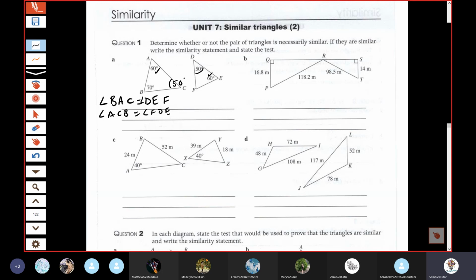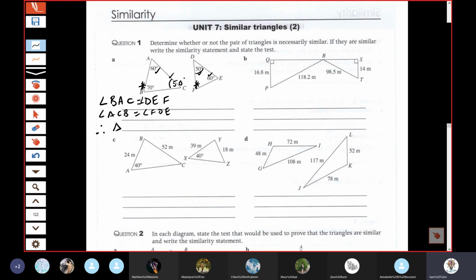In fact, you only ever need to solve two angles. Because if two angles are the same in a triangle, what must happen to the third angle automatically? It's also the same. So we technically don't ever need to find a third one, and you don't need to actually write the third one.